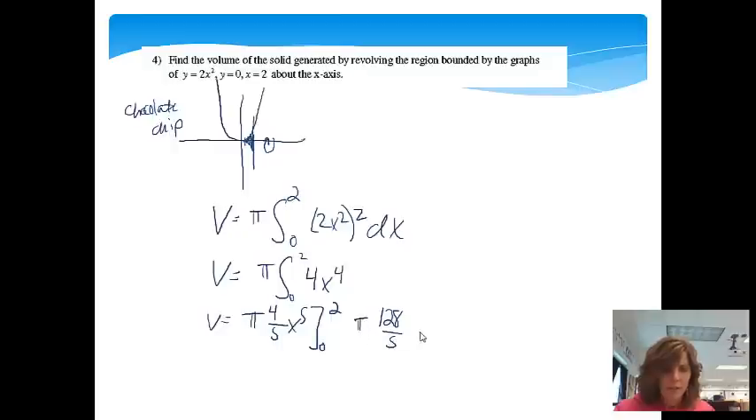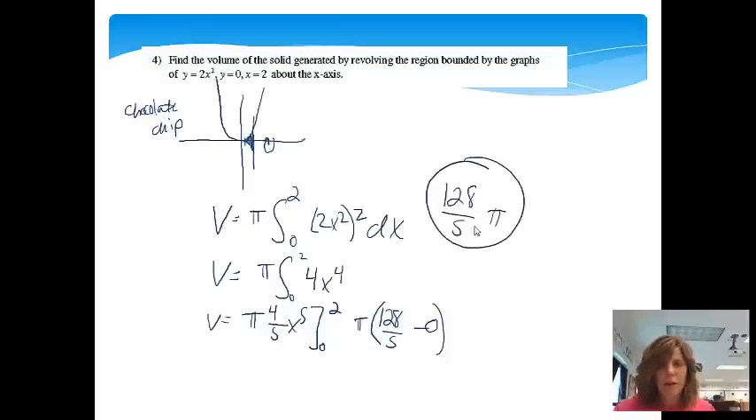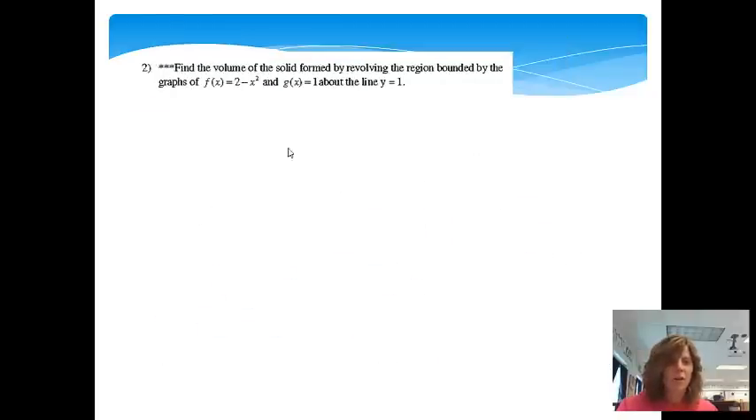If I plug in 2, I will end up getting 128/5. We've still got that pi hanging on. And then if I subtract, when I plug in 0, I just get 0. So multiplying that out, I will get 128/5 pi, and that will be the volume of that little figure that I just found. Okay, last example.